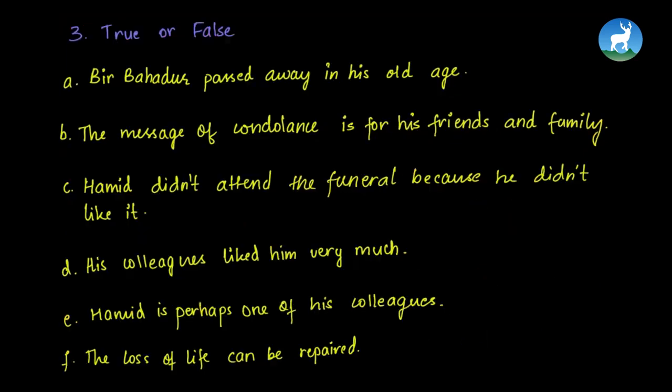Let's start. We need to state whether the following sentences are true or false. The first sentence, Bir Bahadur passed away in his old age. Bir Bahadur did not pass away in his old age because we know by his obituary letter and the letter that Hamid wrote to Sarita that his demise was untimely and premature. So this sentence is false.